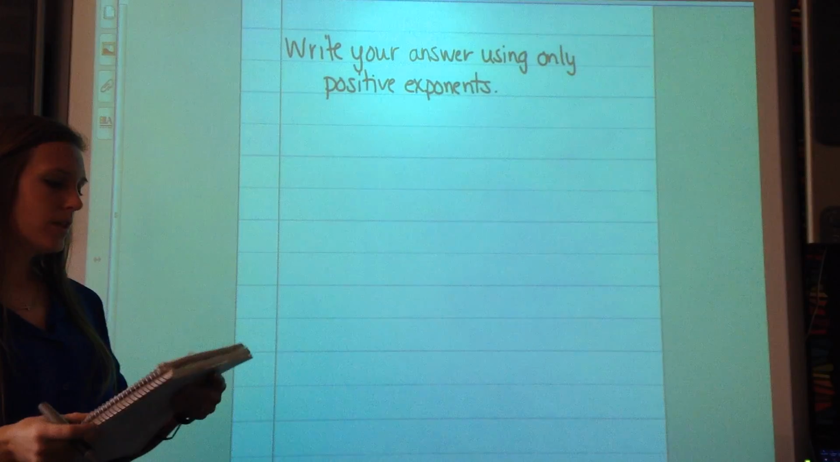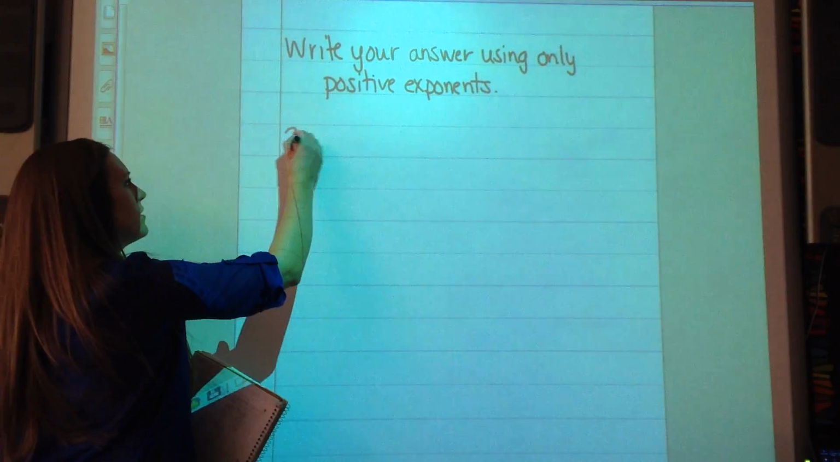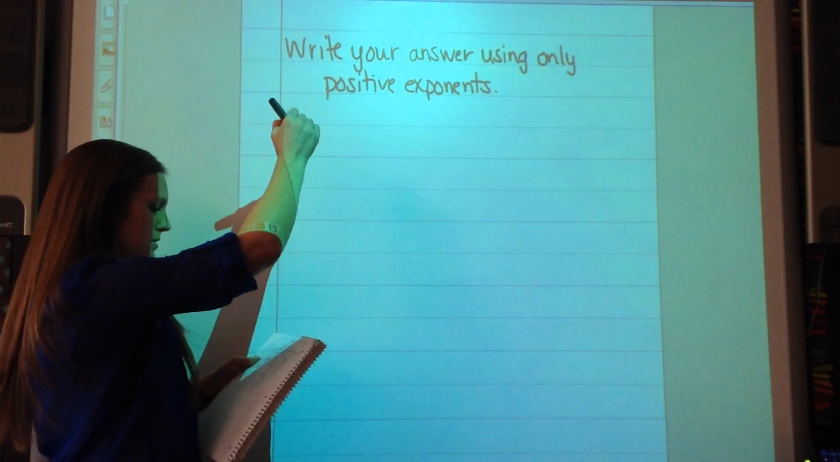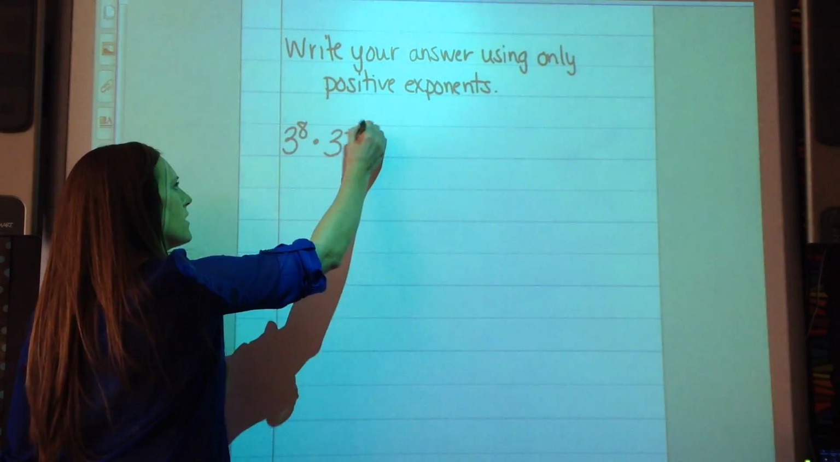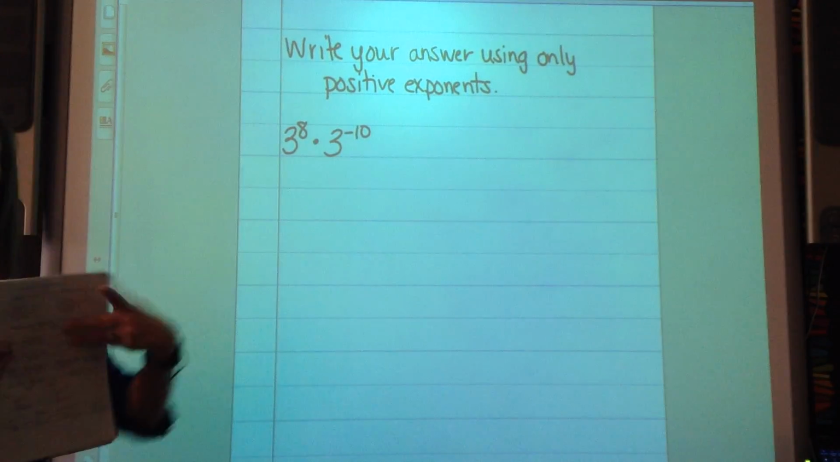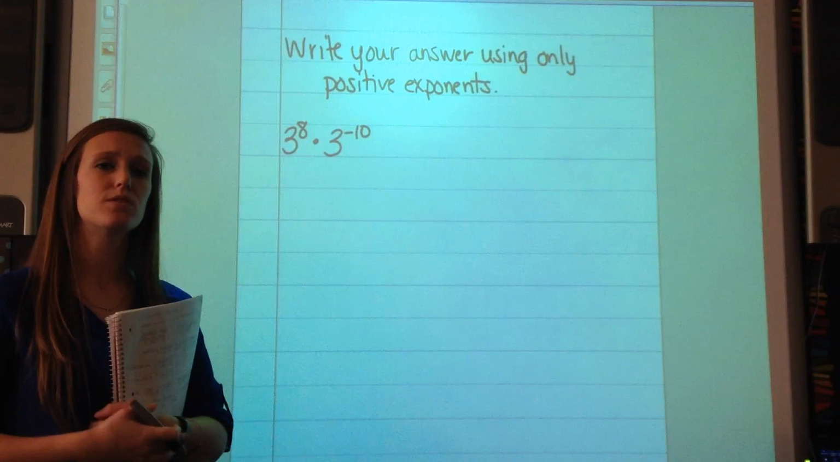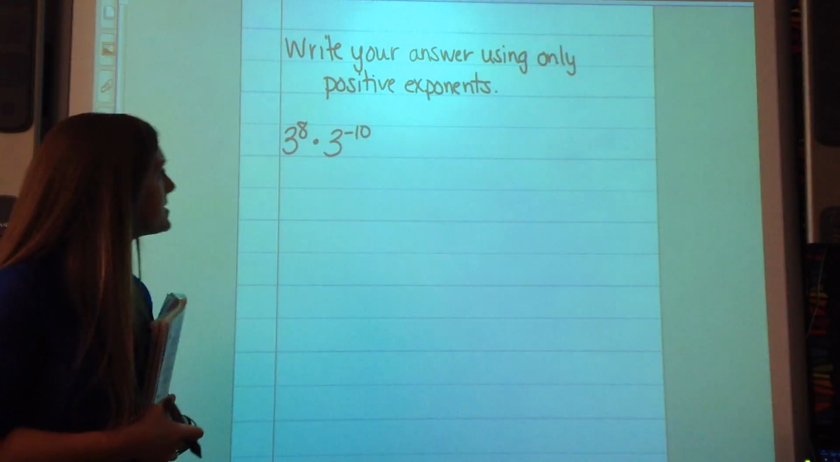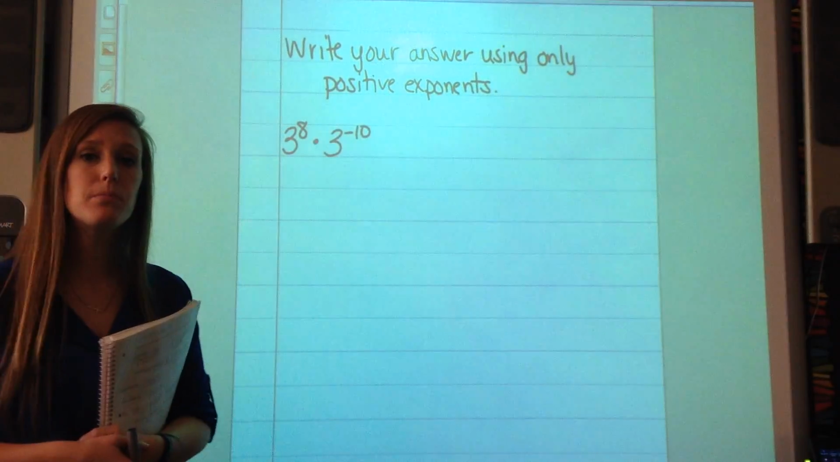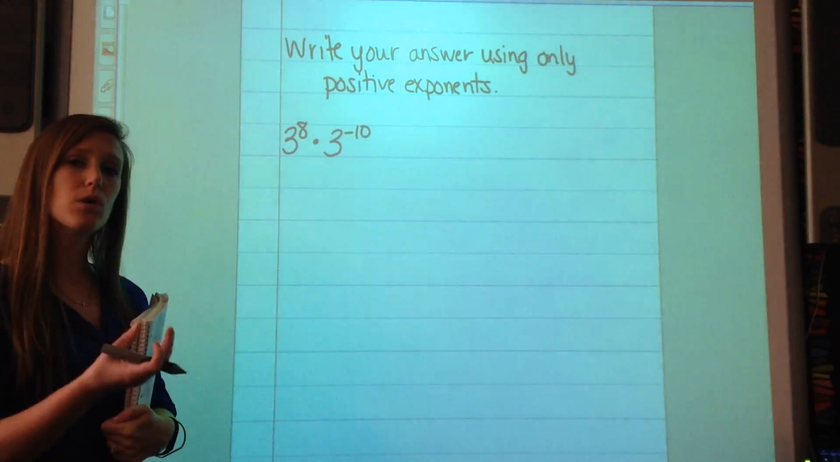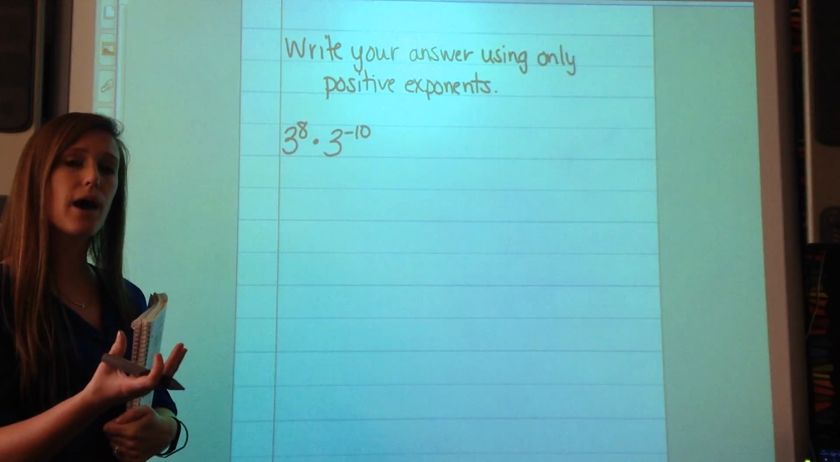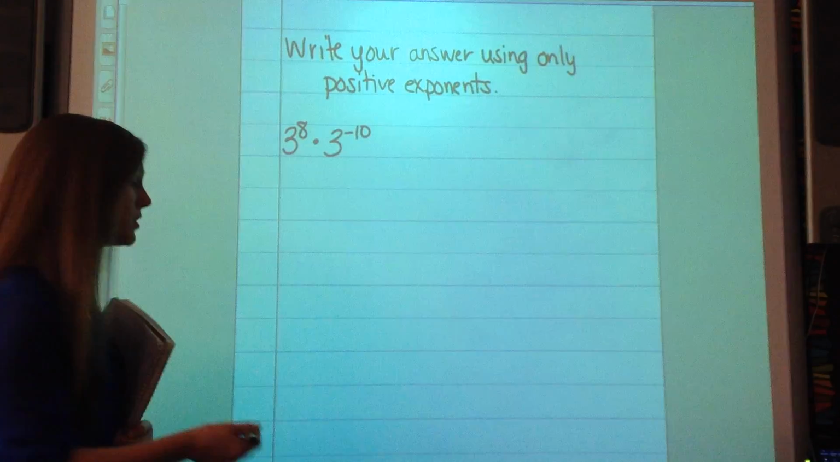Let's try 3 to the 8th times 3 to the negative 10. And there's two ways I can think of solving this. We are going to have to use the rules from the last lesson. I see that this is a multiplication problem. They have the same base. When we're multiplying powers, we add their exponents.